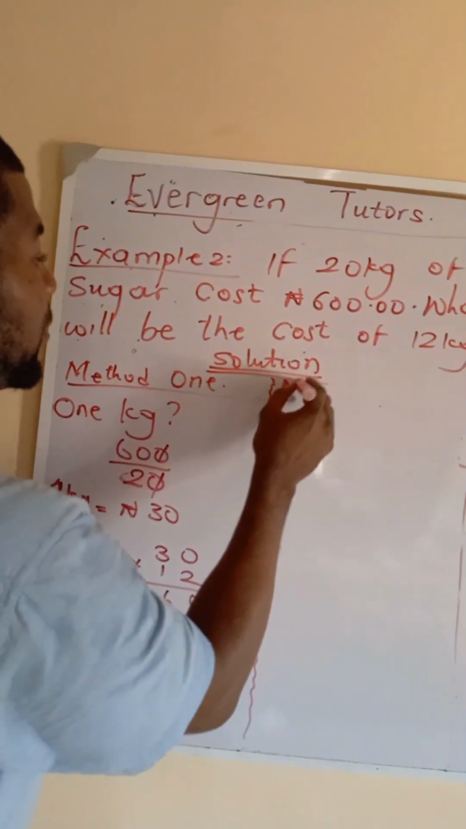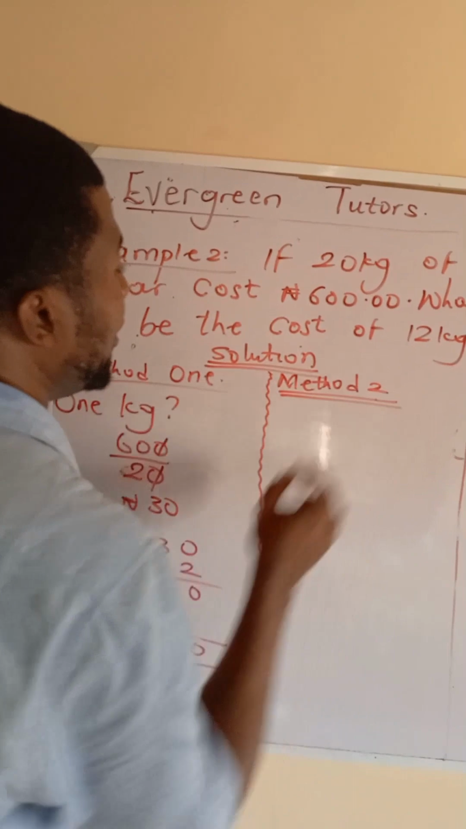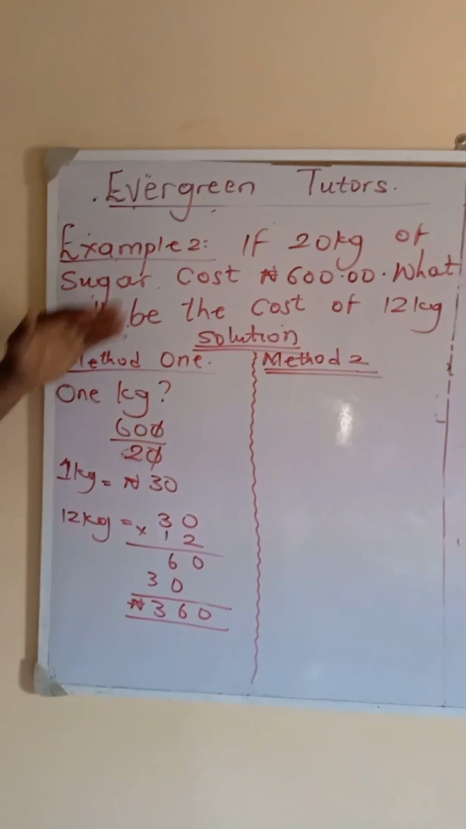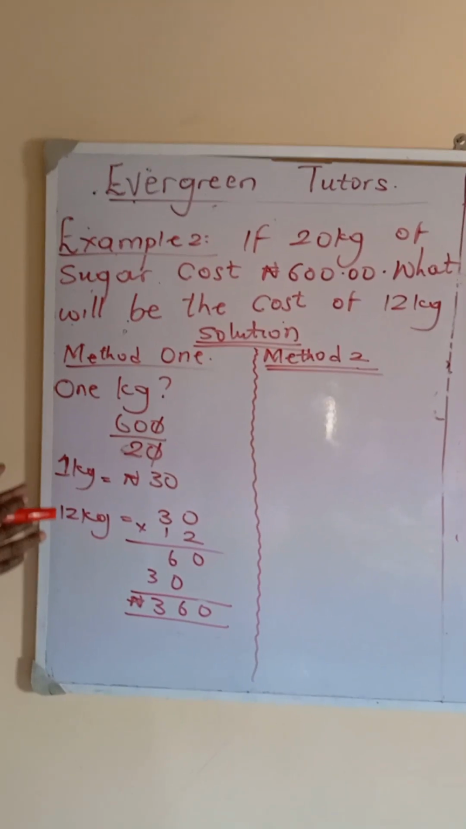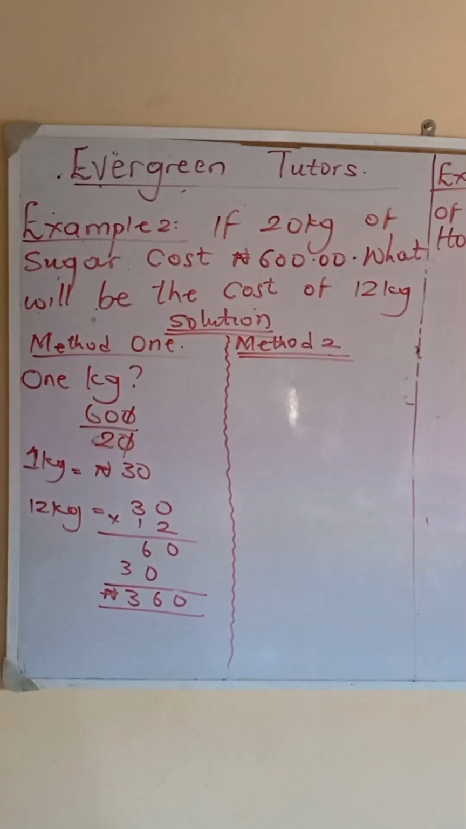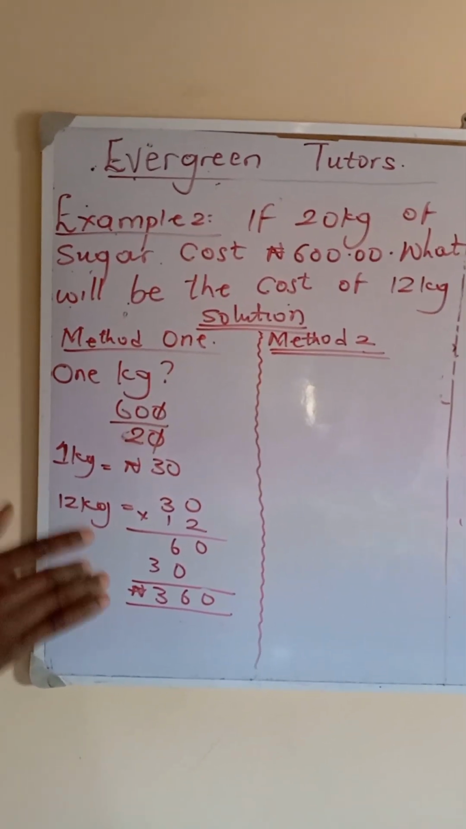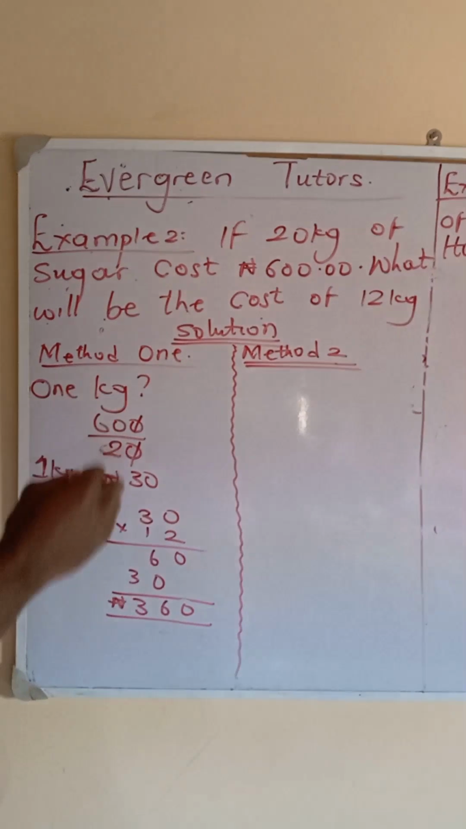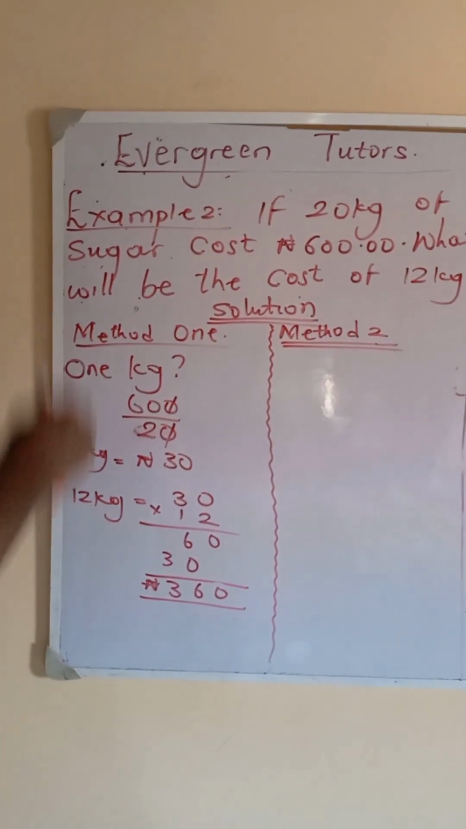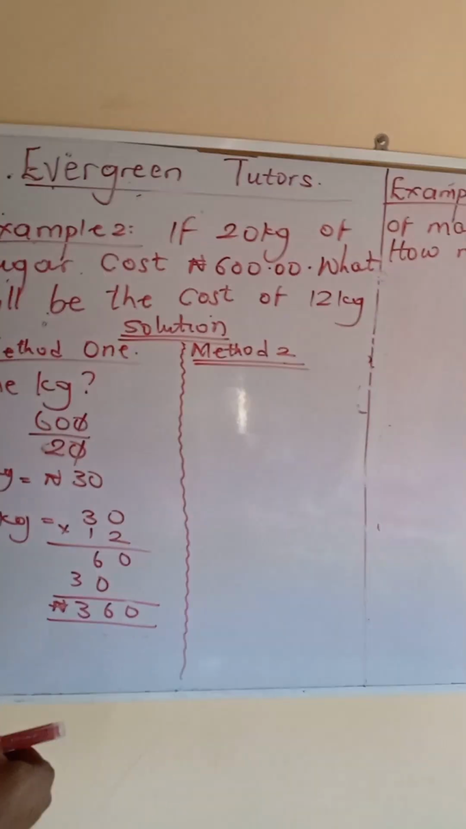Method 2. Before we go to method 2, I want us to understand the increase in the proportional parts of this question. Remember, I said that in direct proportion, the increase in one variable will lead to a corresponding increase in the other variable, and the decrease in one variable will lead to a corresponding decrease in the other variable. Now let's look at method 2.